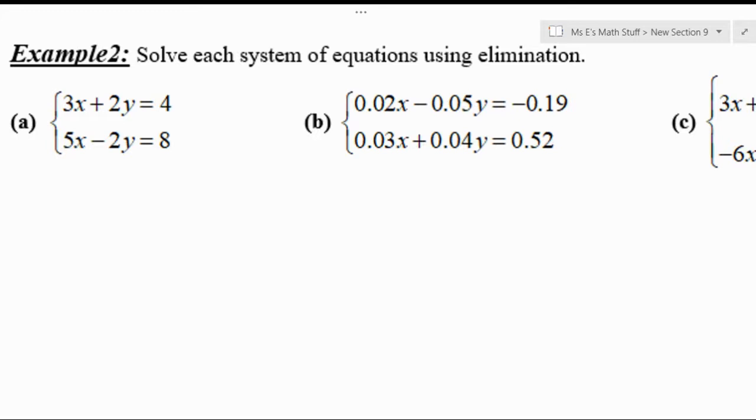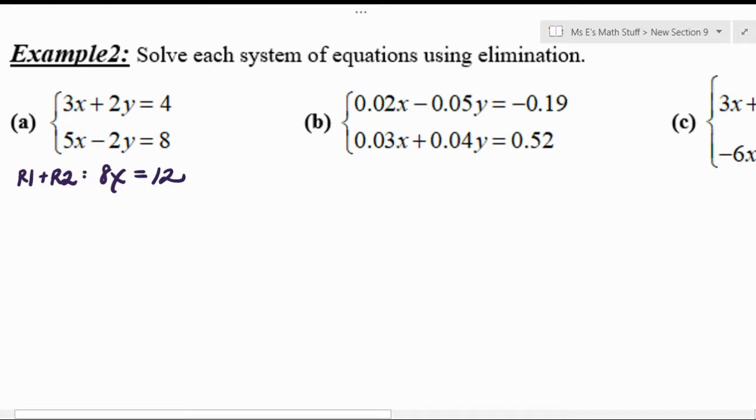Anyway, with that said, for part A here, I hope it makes sense that you could just take row 1 as it is and add it to row 2. And then what would you get when you did that? If you add 3x and 5x, you get 8x. Take 2y and negative 2y, add to 0y, which is why this was such a great problem to start on, and 4 plus 8 equals 12.